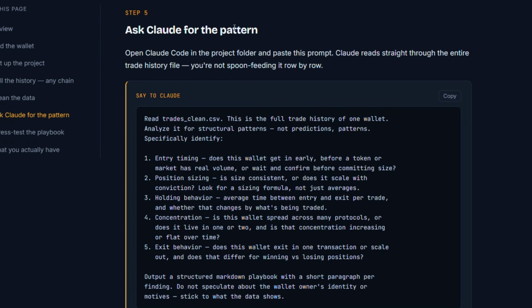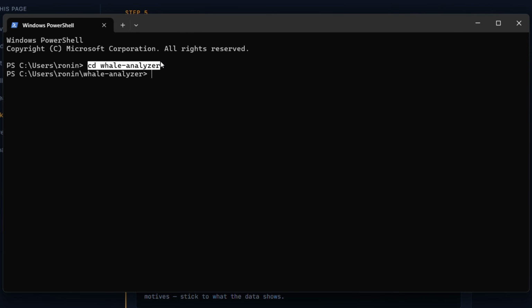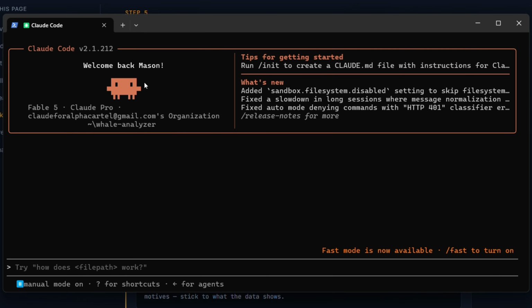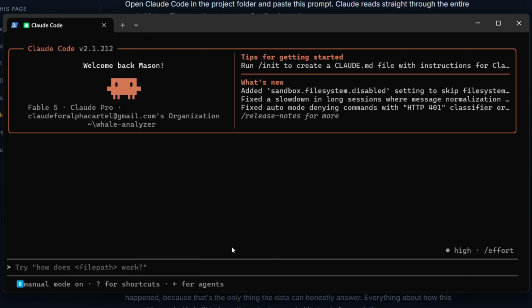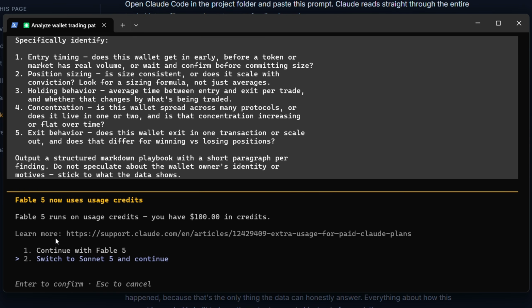Step 5 is the part everyone's been waiting for. Handing this whole thing over to Claude and asking it to find the pattern. Here's exactly what we're asking for. We want to know the entry timing. Does this wallet get in early before a token or market has real volume, or does it wait and confirm before committing size?